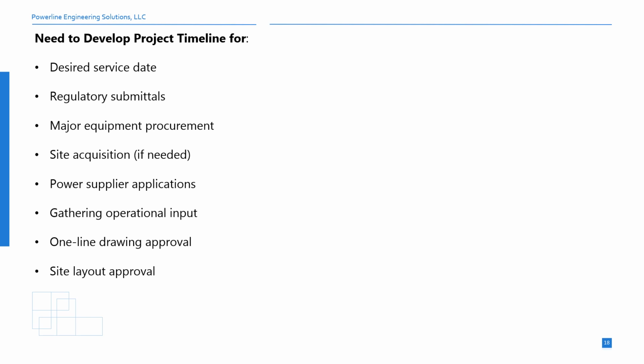Next, we need to develop the project timeline for all the critical milestones and identify any critical paths to achieving on-time completion. This can be done in either Microsoft Project or Primavera P6. The critical milestones that need to be captured in the project timeline are the desired service date, and then working backwards, any regulatory approvals from the state and federal authorities, major equipment procurement, site acquisition if needed, applications with the transmission system provider, one-line drawing and site layout approvals.